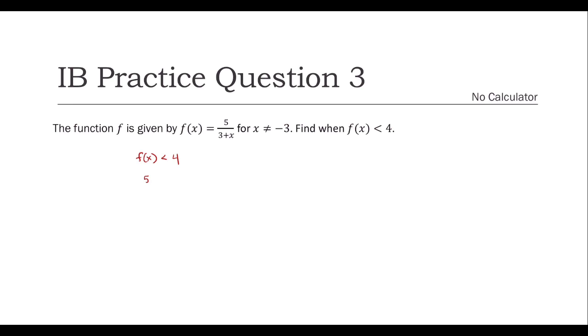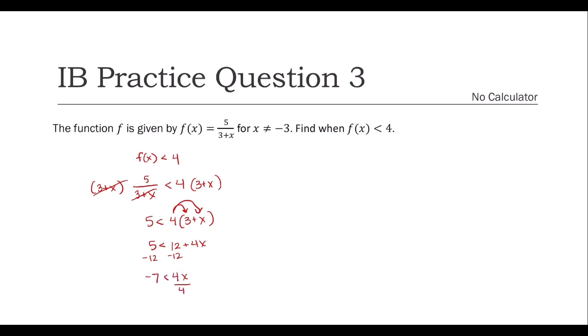So our f of x is 5 over 3 plus x, and we want that to be less than 4. So we'll multiply both sides by 3 plus x. So we get 5 is less than 4 times 3 plus x. We can distribute the 4. So we get 5 is less than 12 plus 4x. Then we'll subtract 12. So negative 7 is less than 4x. Then we divide by 4. And we get that negative 7 over 4 is less than x.